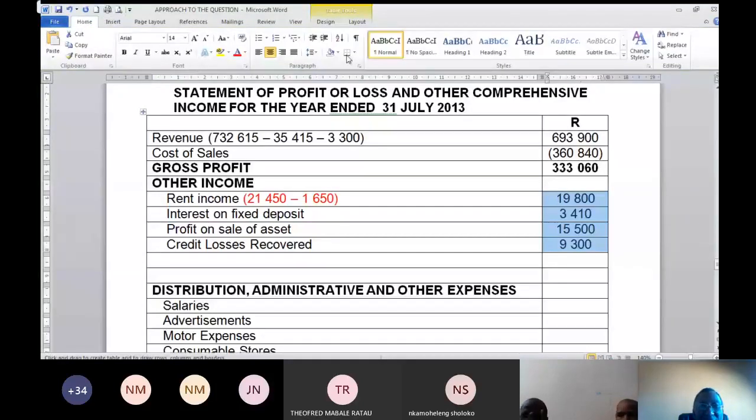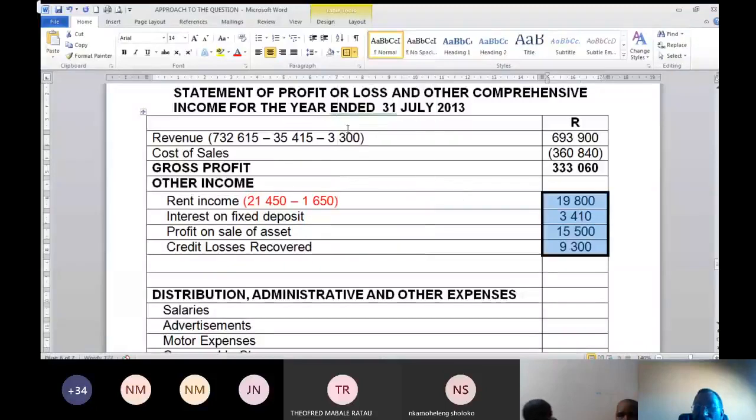So we block all of that. All our income accounts we block. And that will give you income there, guys, of 48,010. So my income is rent income. Adjusted amount is now 19,800. Interest on fixed deposit, profit on sale of an asset, and credit losses recovered.